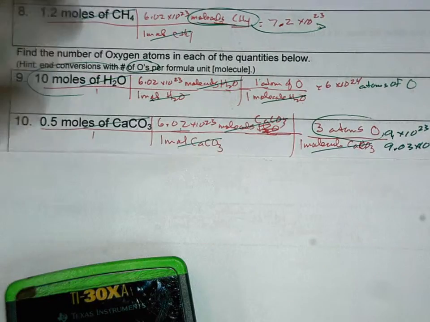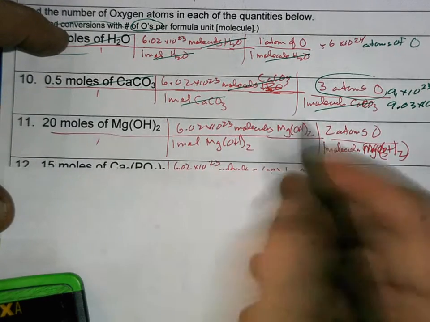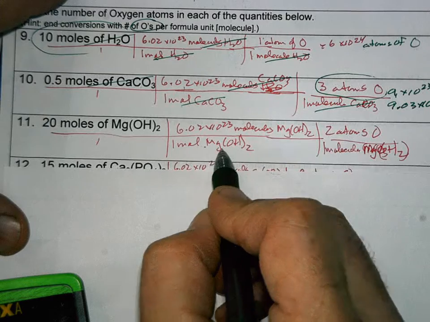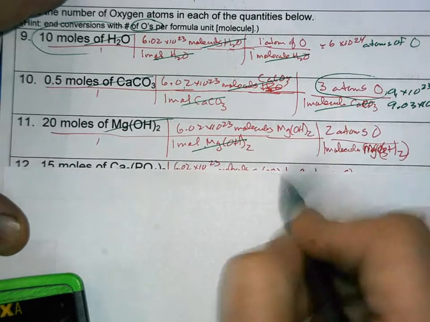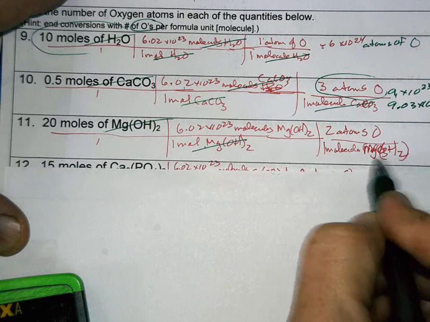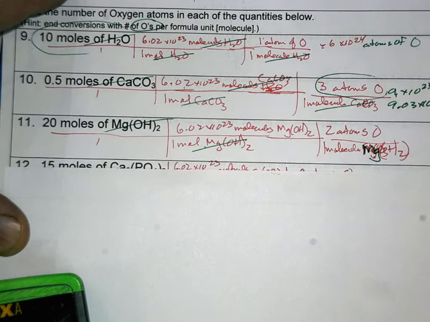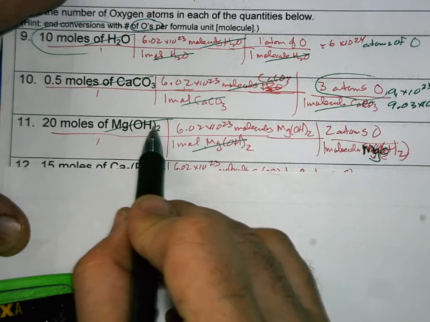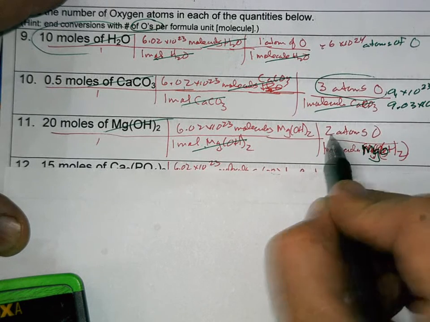So coming on down to here, that's what we got here. 20 moles of magnesium hydroxide. And let's see, so in 1 mole of magnesium hydroxide, we've got Avogadro's number. We can cancel those out. And then coming over here, we've got 1 molecule of magnesium hydroxide. Sorry, that was so messy. That's why you should always use a pencil. There are 2 atoms of oxygen. So 1 molecule Mg(OH)2, 2 atoms of oxygen.